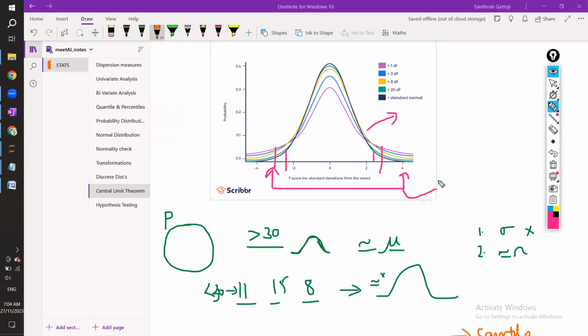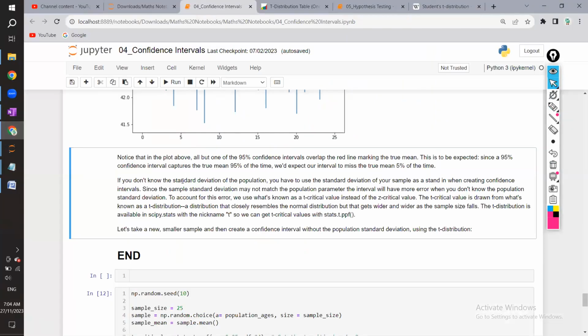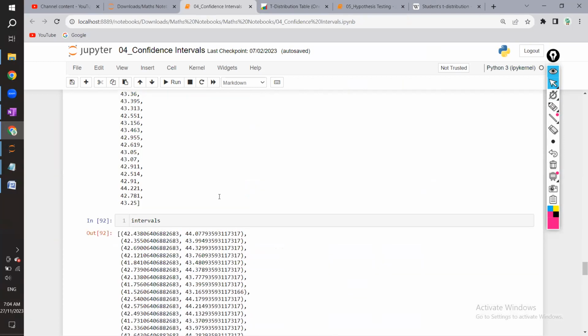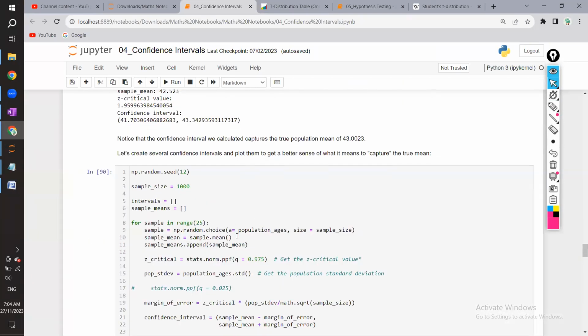Why? Because in the t distribution, you don't have enough number of samples, and the approximation you get from the t distribution is not that accurate when compared to the normal Z critical value. So that's why it will have a little wider confidence interval range. We'll see the same example. I hope you remember this population example.